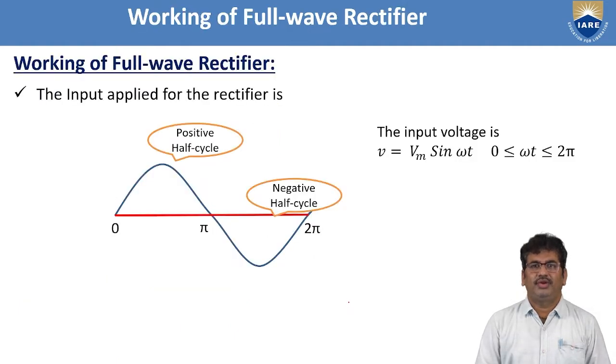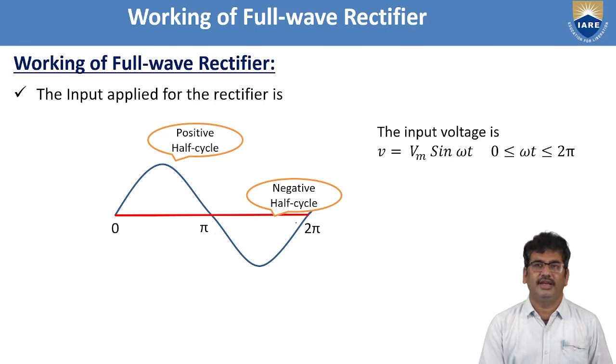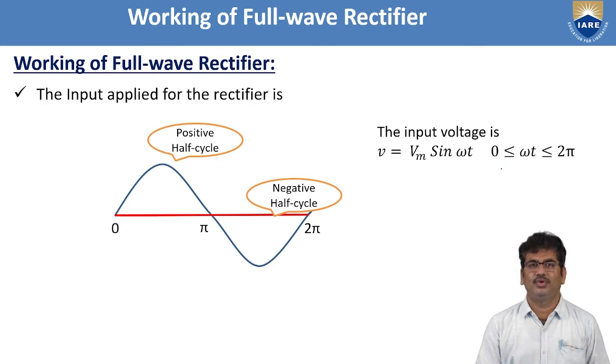For the working of the full wave rectifier, the input applied for the rectification is a sinusoidal signal which has two half cycles: the positive half cycle, from 0 to pi, whereas from pi to 2 pi it is the negative half cycle. The input signal, which is a voltage, is represented as v equals Vm sin omega t, where omega t takes values from 0 to 2 pi. So the range for omega t we can write as 0 less than or equal to omega t less than or equal to 2 pi.